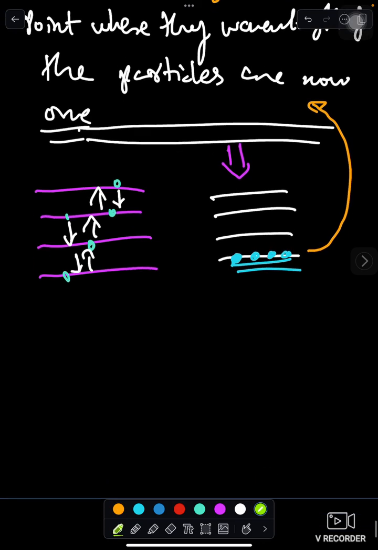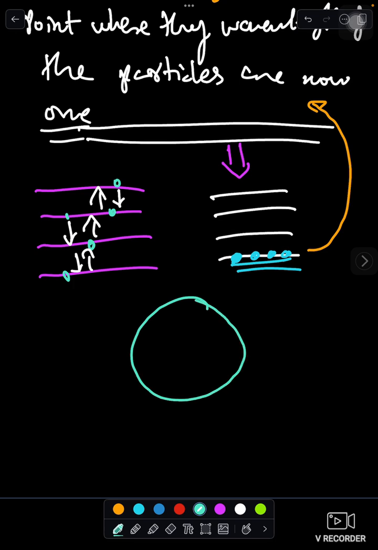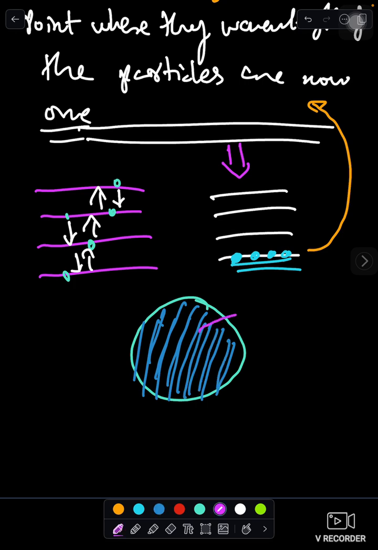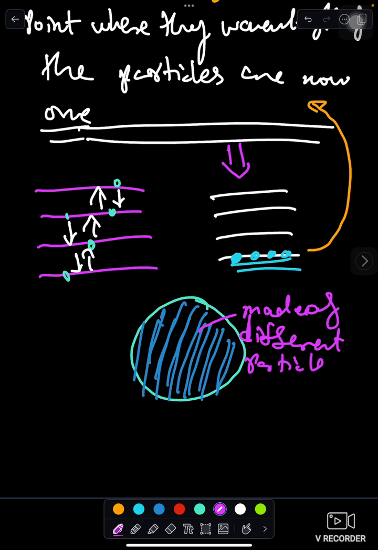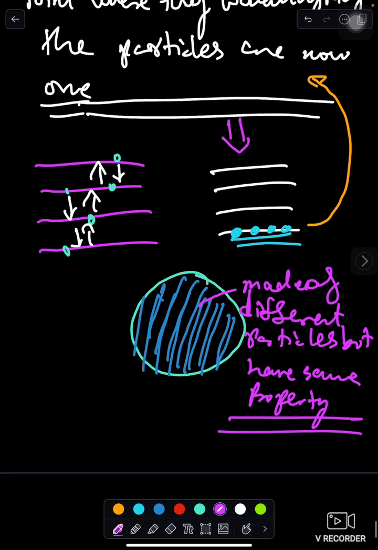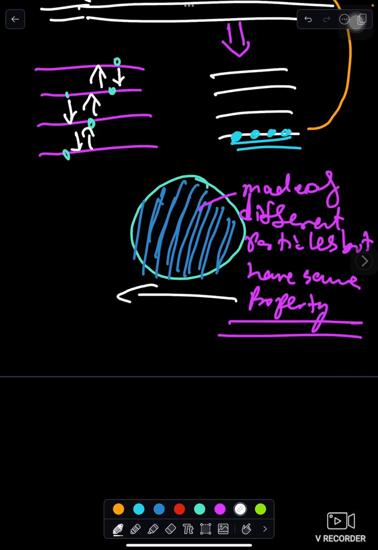So here one phenomenon of quantum mechanics comes in. This is something known as quantum navigation. This is part of quantum navigation. So now this whole field, even though it's made of different particles, they have the same property. Right now at this point they are wave and particle.